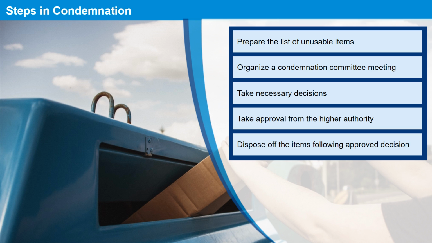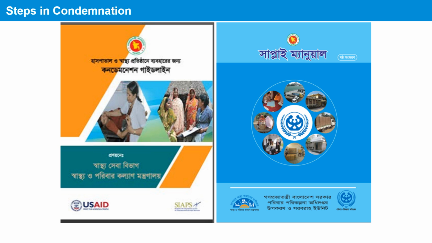These procedures are according to condemnation guidelines of DGHS and DGFP. DGHS has a condemnation guideline which covers all health commodities. In addition, the supply manual of DGFP has guidelines for disposal of unusable family planning commodities. The DGHS condemnation guideline is available through the link displayed on the screen.